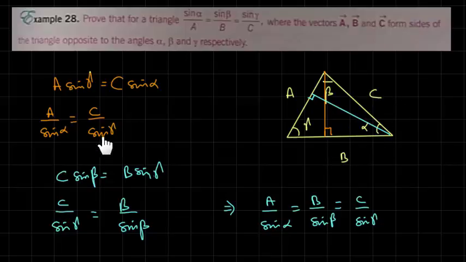So A sin gamma is equal to C sin alpha, therefore A by sin alpha is equal to C by sin gamma. Draw another perpendicular from here to here, and again we can write that B sin gamma, which is this, is equal to C sin beta. So again we can write C upon sin gamma is equal to B upon sin beta. So from these two we can see C by sin gamma is common, so we can say A by sin alpha is equal to B by sin beta is equal to C by sin gamma.